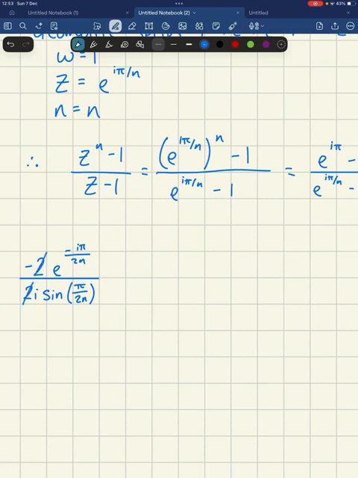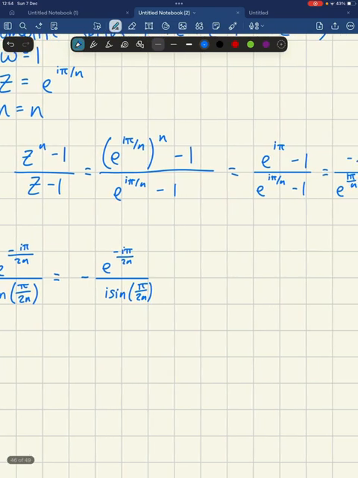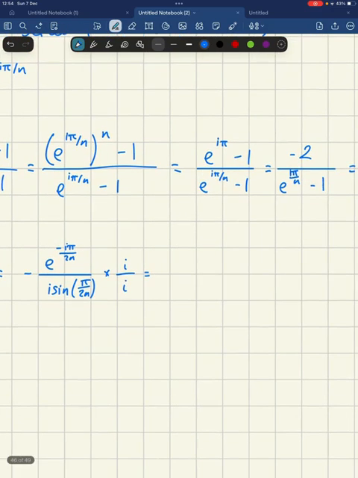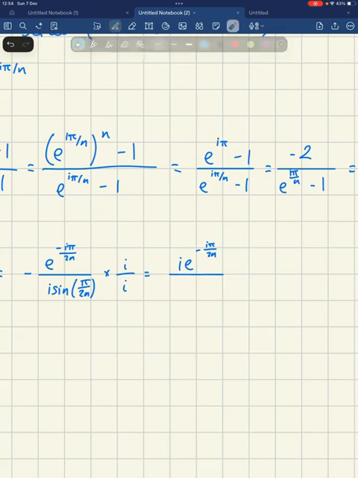Well, look at this now. 2 and 2 cancel, so we'll be left with minus e to the minus i pi over 2n all over i sine of pi over 2n. Well, we can get rid of the i in the denominator by multiplying by i over i. So that's just going to give us i e to the minus i pi over 2n all over i times i is minus 1, so we'll get minus 1, but then that minus at the front will cancel. So what we'll be left with is sine of pi over 2n.